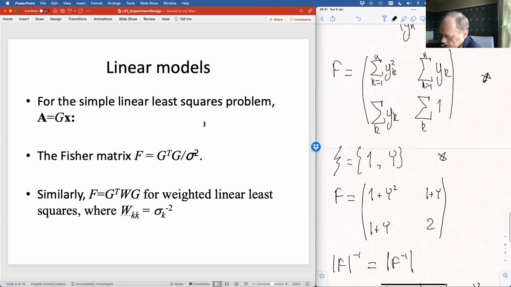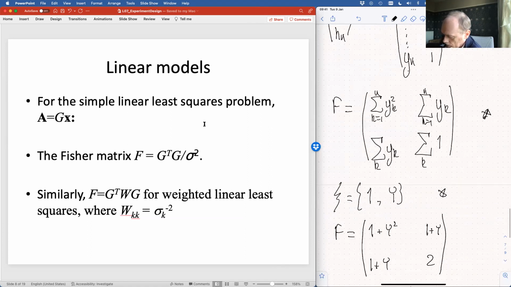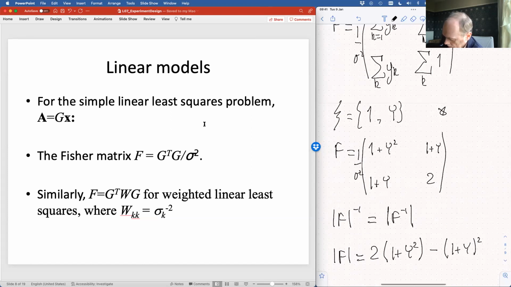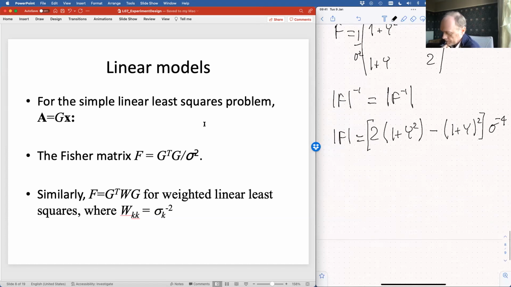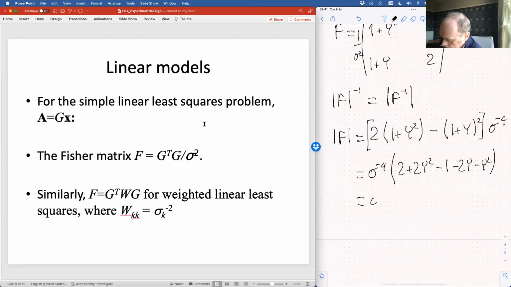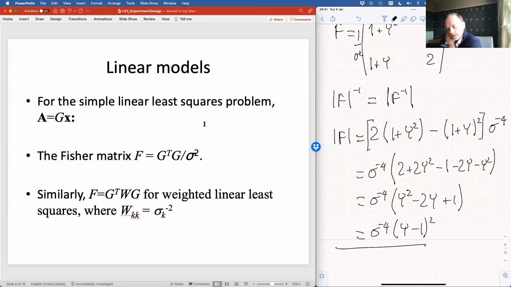Actually, I've missed off a sigma, haven't I? We should, of course, have 1 over sigma squared here, strictly. Just put it back in for completeness. That's going to give me a 1 over sigma to the 4 multiple of this, not that it really matters. Okay, so let's expand that out. What does it give me? The inverse square of the variance times 2 plus 2Y squared minus 1 minus 2Y minus Y squared equals, you can see what's going to happen, Y squared minus 2Y plus 1. So that gives us the determinant of F.